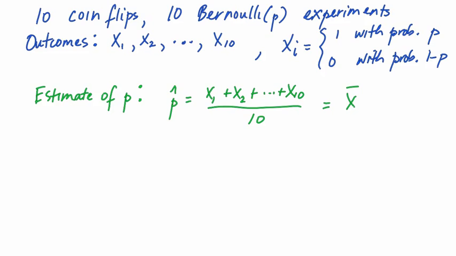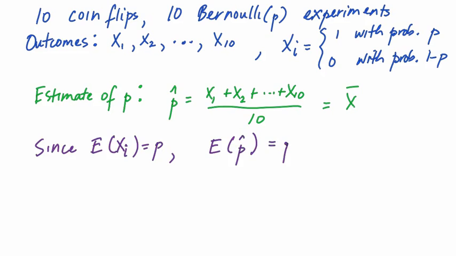So p hat, which is the sum of x1 through x10 divided by n, or 10, the number of experiments, is an average of 10 Bernoulli p random variables. And Jeff showed that for any n random variables with the same expected value, the expected value of the average is that same expected value. So the expected value of p hat is p.